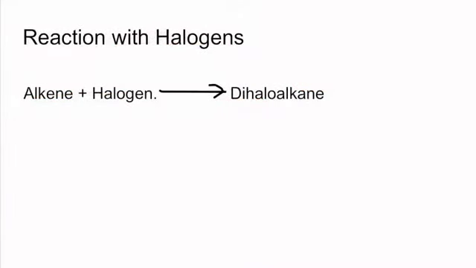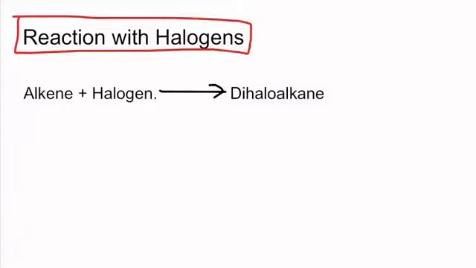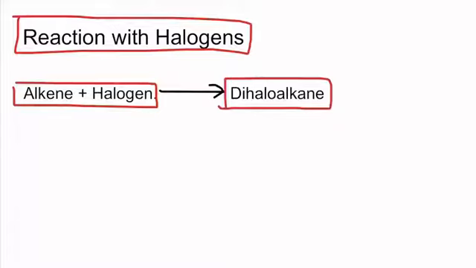Alright, so the next reaction we're going to look at is the reaction of alkenes with halogens, or group 7 elements. We can see that when we react an alkene with a halogen, we form a compound known as a dihaloalkane. Now we're going to draw the display formula to show how this works.